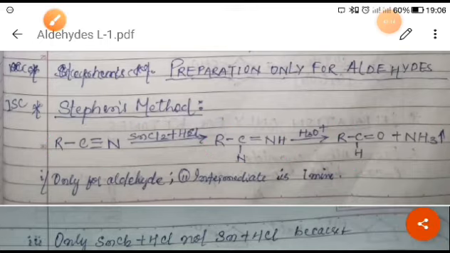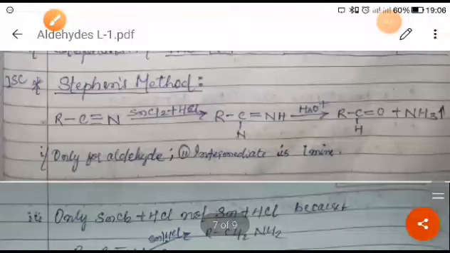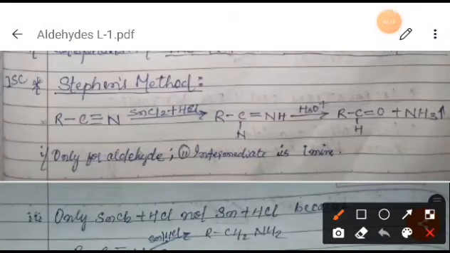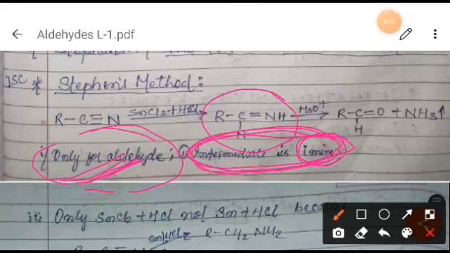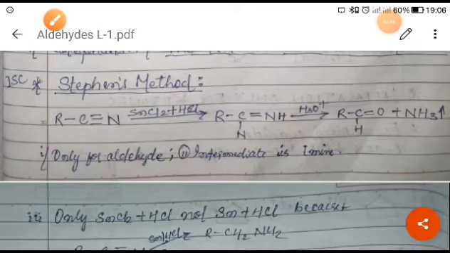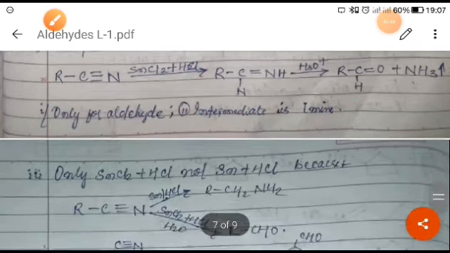So what is the basic idea about this? From this method we can make only aldehyde. And the intermediate which forms here is an imine. So the two basic features of this reaction are, number one, that from this reaction we can make only aldehyde, and number two, the intermediate is an imine. I hope you have understood this reaction.